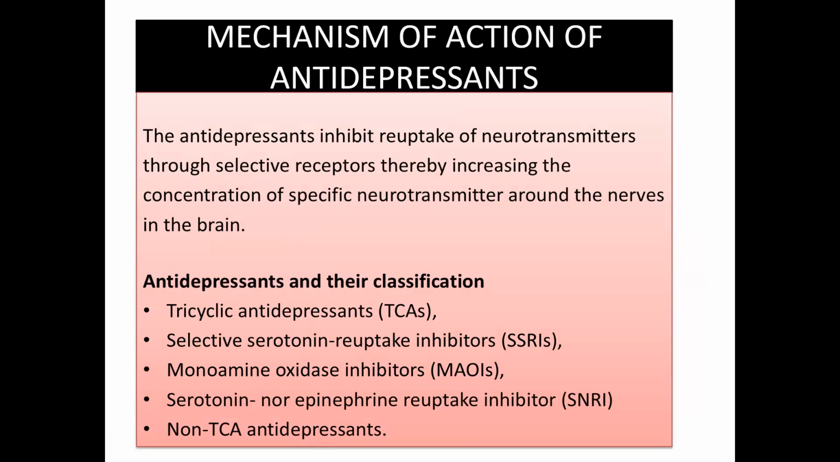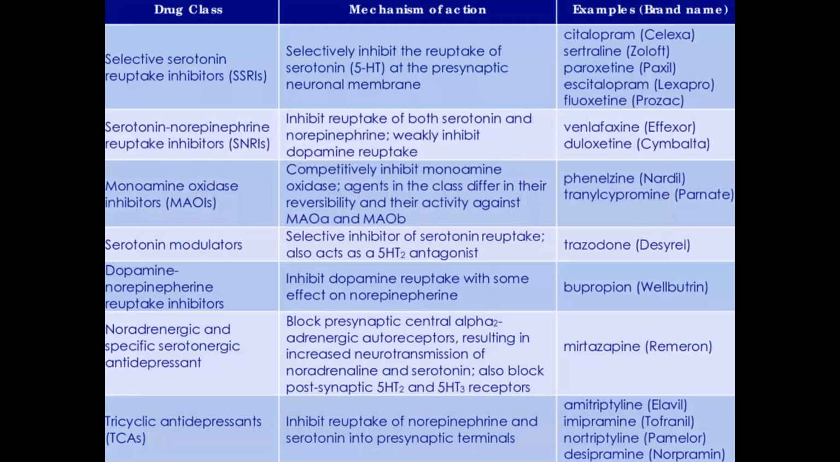that is more commonly used in elderly patients in low doses. Then monoamine oxidase inhibitors, serotonin norepinephrine reuptake inhibitors, and non-TCA antidepressants. SSRIs inhibit the reuptake of serotonin at the presynaptic neuronal membrane. The drugs include citalopram, sertraline, paroxetine, escitalopram, fluoxetine.